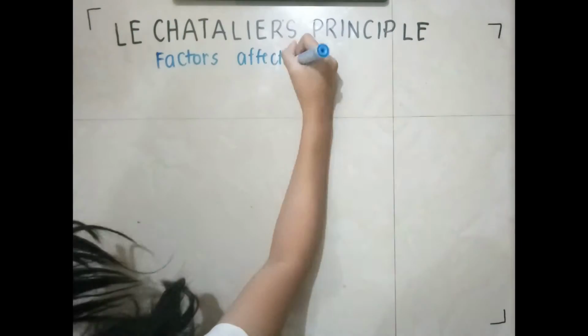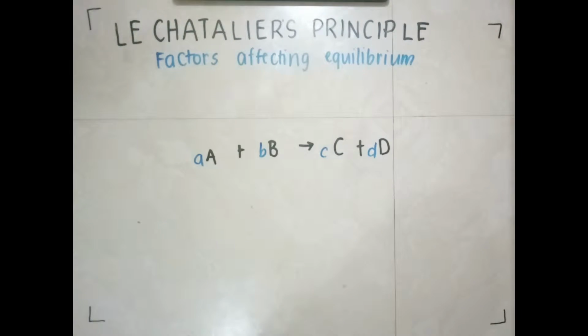So today, we'll talk about factors affecting equilibrium. Once a reacting system has reached equilibrium, it remains at equilibrium until it is disturbed by some change of condition. A guiding principle is also known as Le Chatelier's principle. Le Chatelier's principle says that if you induce a stress on a system at equilibrium, the equilibrium will shift so as to relieve that stress.